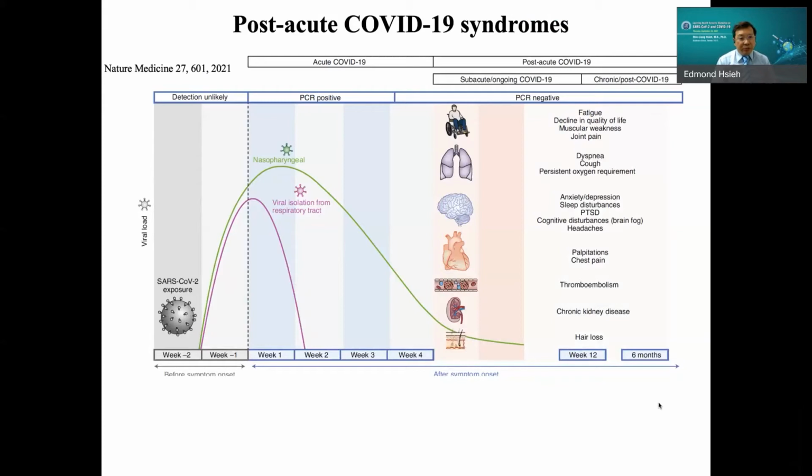This cartoon is from Nature Medicine, published recently, and it tells you that after COVID-19 infection, the virus will replicate in a host, and the virus titer will increase gradually and also be detectable in the nasopharynx. So this is the time we do a PCR to understand whether these people are infected.